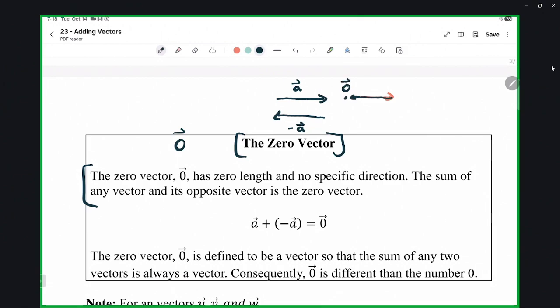And so the consequence of this is that the zero vector has no length, and it has no given direction. It has a lot of analogs with the number 0, where 0 is neither positive nor negative. It's just a placeholder.